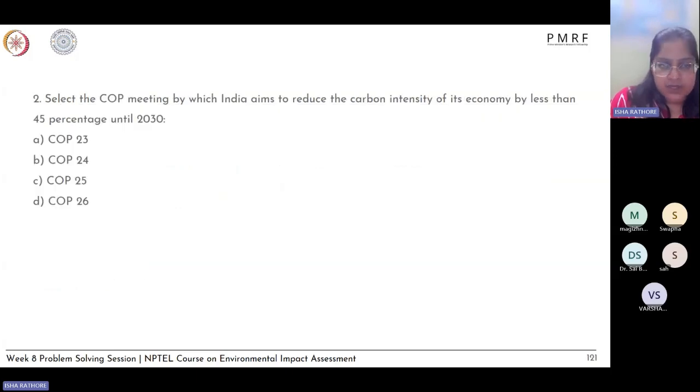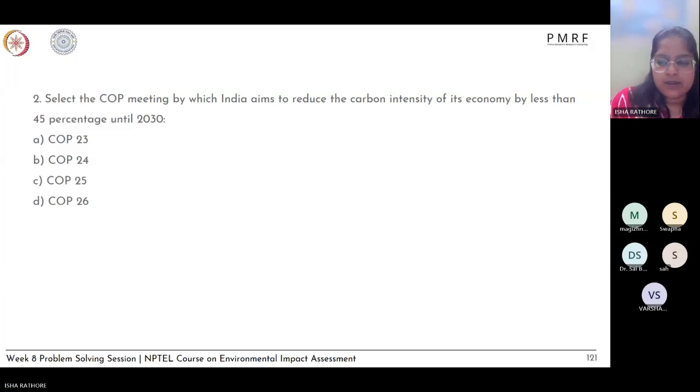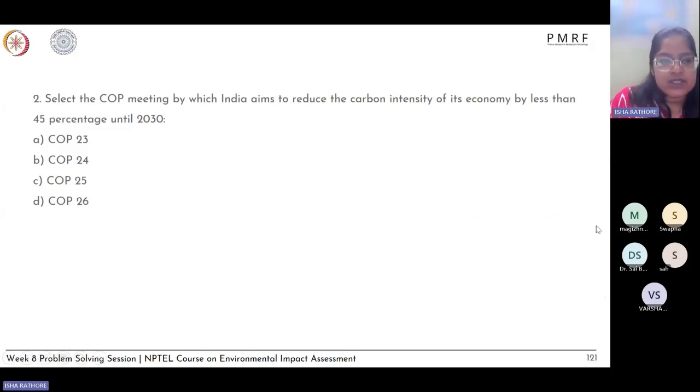Select the Conference of Parties or COP meeting by which India aims to reduce the carbon intensity of its economy by less than 45% until 2030. Is it COP23, COP24, COP25, or COP26? So we have two answers. Okay. So the correct answer is D.